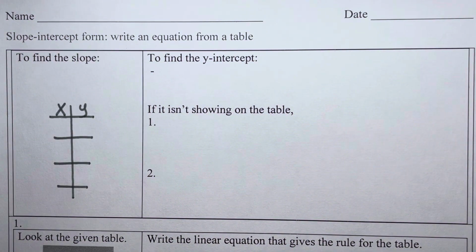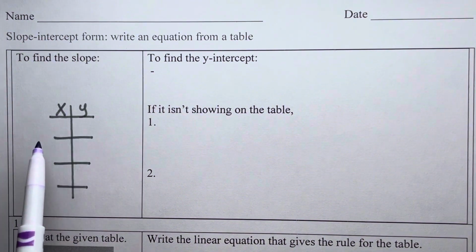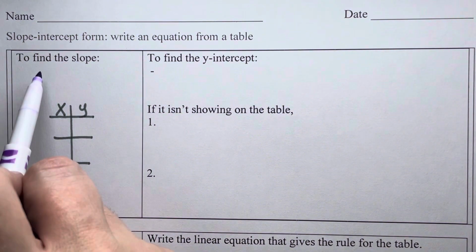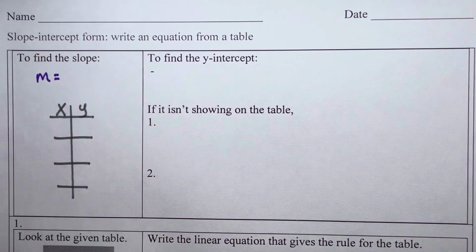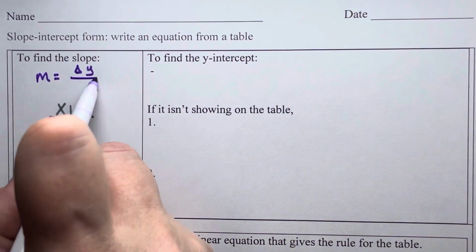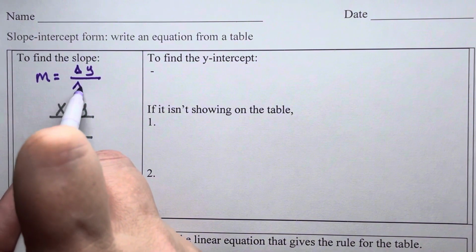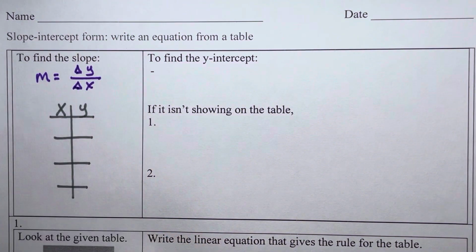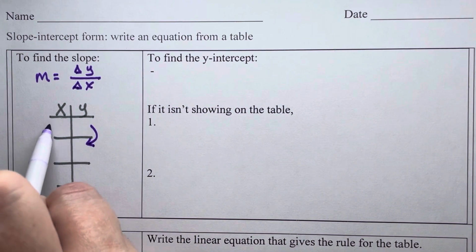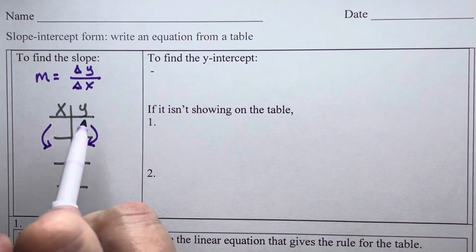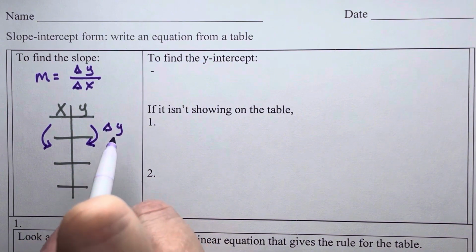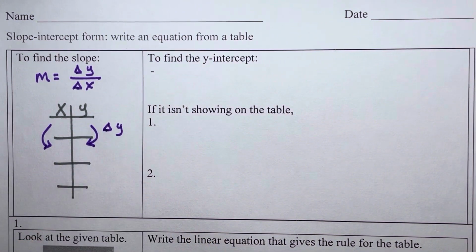In a previous lesson, we discussed that as you are given a table, we can find the slope, m, by analyzing the change in y values divided by the change in x values. We found these changes by determining how we went from row to row. The triangle symbol means to change.